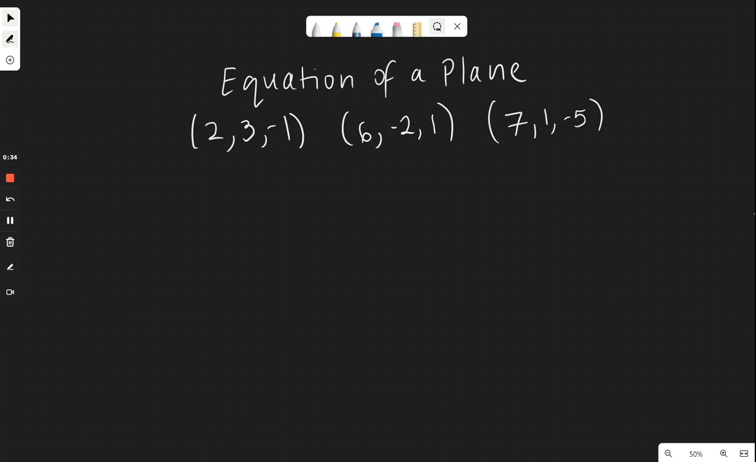So the vector to get from this point to this point, the first to the second point, is 2, goes up by 4 to get to 6, and 3 goes down by 5 to get to -2, and then -1 plus 2 is 1. So this is the vector that takes that point to that point.